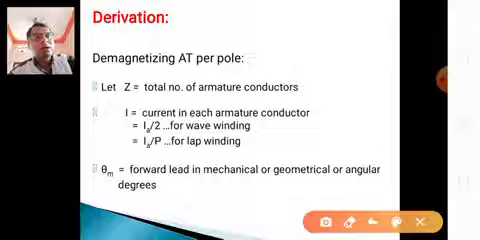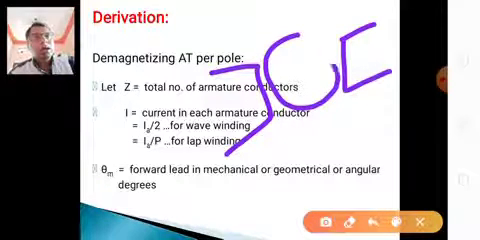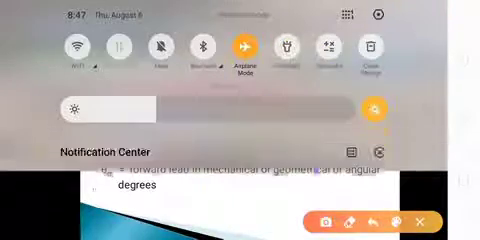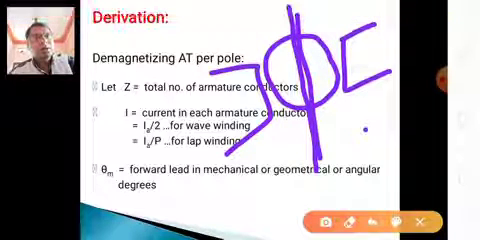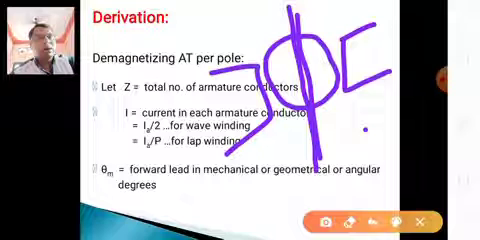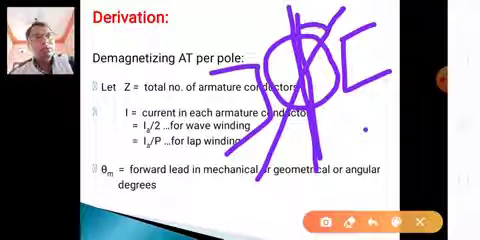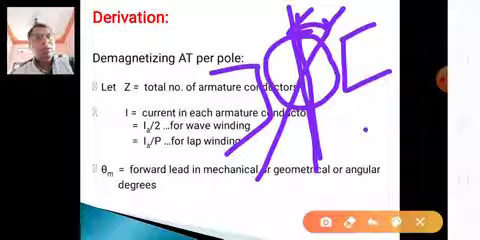Theta means here, suppose this is the north pole and this is the south pole. Suppose this is the armature, lying on the geometrical neutral and magnetic neutral axis. When the load is applied and the armature rotates, the magnetic neutral axis is shifted by some angle theta. So this theta is the forward lead, in mechanical, geometrical angular degrees.